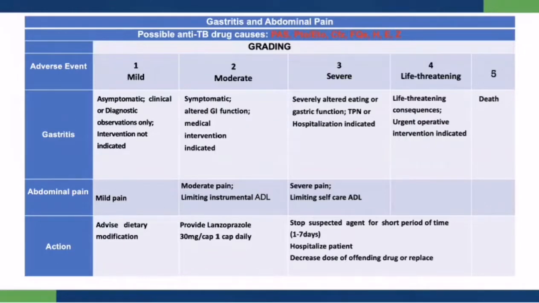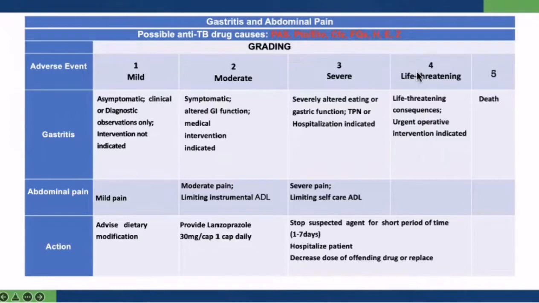So the possible anti-TB drugs that cause gastritis and abdominal pain may be your PAS, your prothionamide, your clofazimine, your fluoroquinolones, your isoniazid, your ethambutol, or your pyrazinamide.